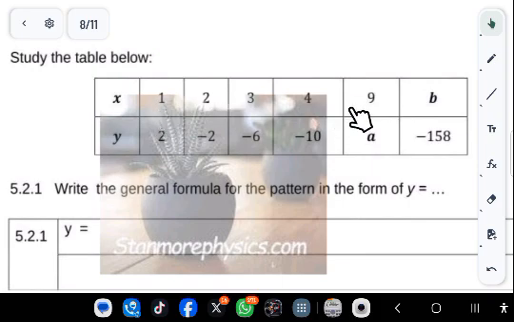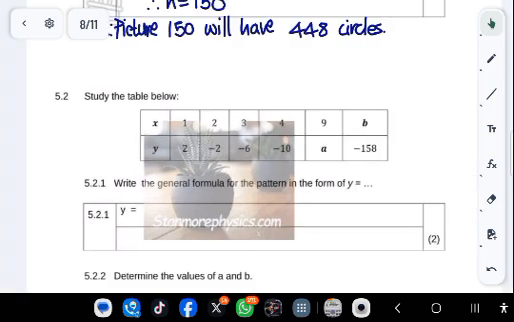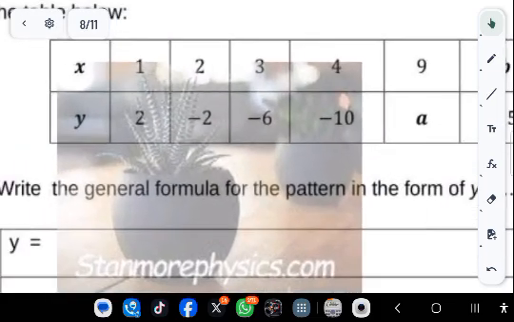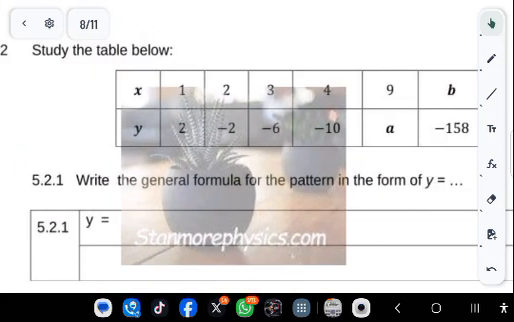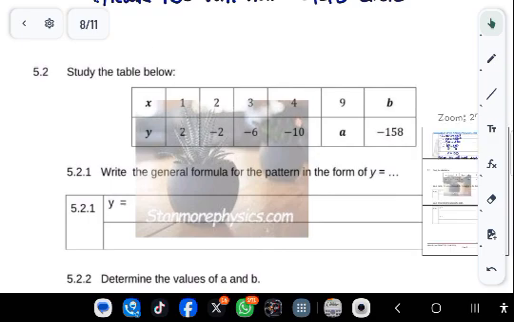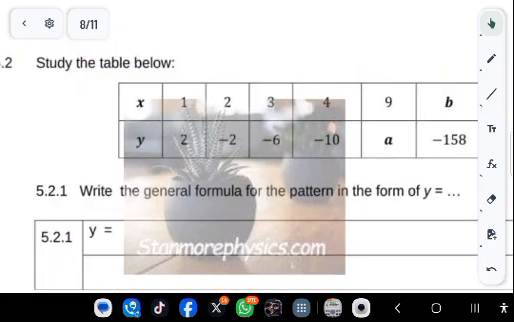X1, 2, 3. These are the x values, and these are your y values. This is a function. Write the general formula for the pattern and the form. Now, if you didn't know by now, functions and patterns are exactly the same. We just represent them differently, but they represent exactly the same thing. So what you do is you check what type of pattern it is, whether linear or quadratic or whatever it is, and match the pattern that it follows.